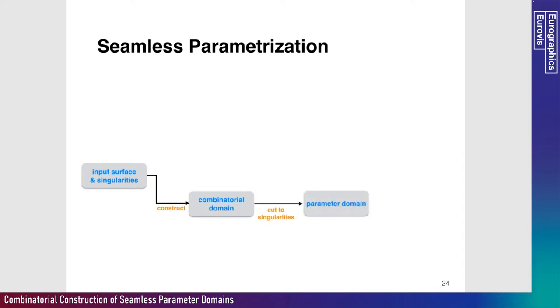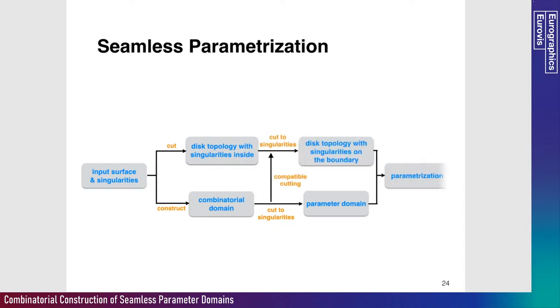To summarize, the main contribution of this paper is the robust combinatorial construction of seamless parameter domains. Then, with a compatible cutting on the input surface, a seamless parametrization over this domain can be established. What we additionally described in the paper is how we can let these two branches of the pipeline communicate. The lower one deals with the domain construction, and the upper one prepares the input surface by cutting.